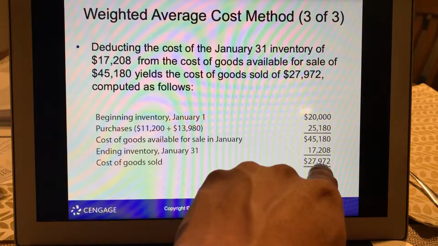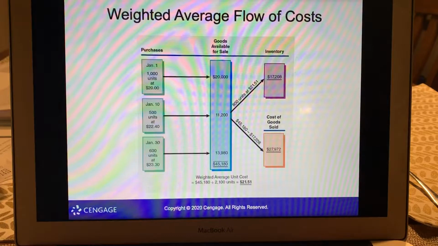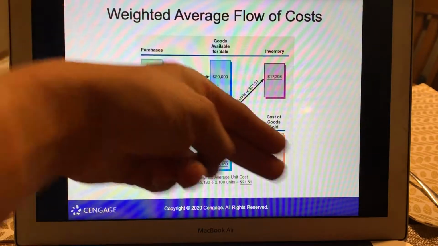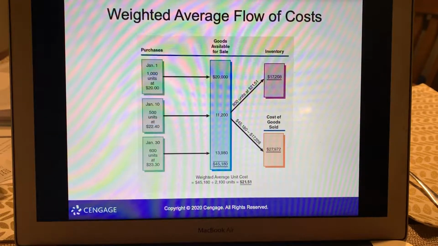But keep in mind, this number is the number that's going to be between LIFO and FIFO. So the weighted average is kind of right in the middle. And here's the weighted average. Notice how this is balanced up here. LIFO was up here. I think FIFO was down here. So these arrows show a more balanced approach right here.